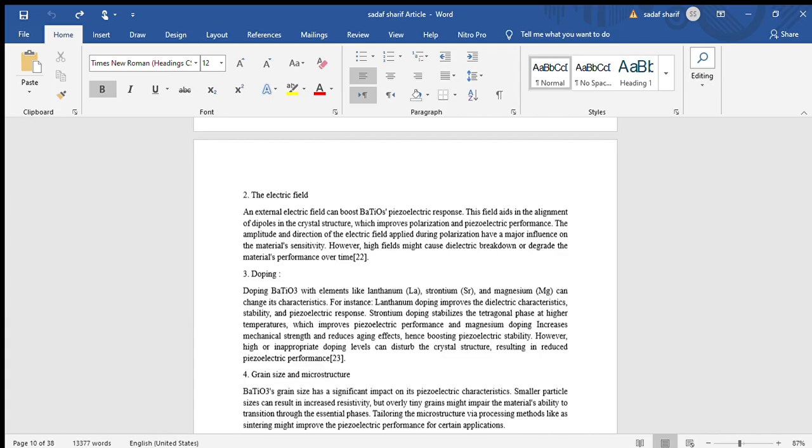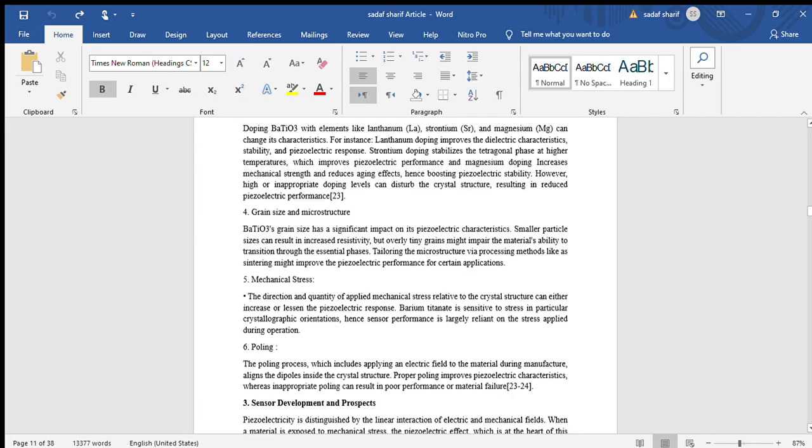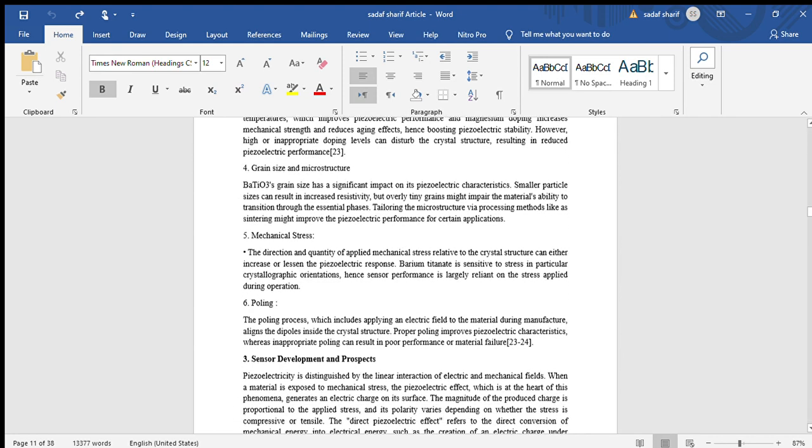And the microstructure and the grain size are inversely proportional to the piezoelectricity. It means that when we want to increase the piezoelectric properties, at that time we need to reduce the size. The fifth factor is mechanical stress, that is also directly related to piezoelectricity, and the last one is poling, that is also directly related to the piezoelectricity.